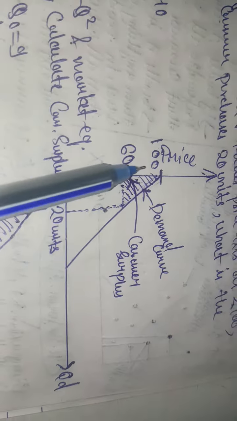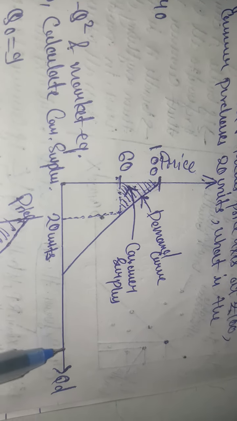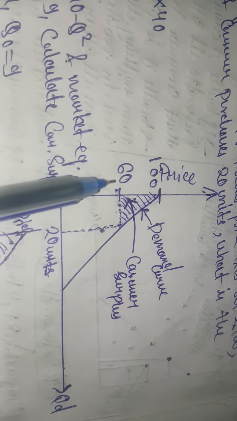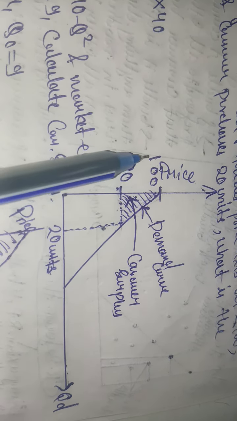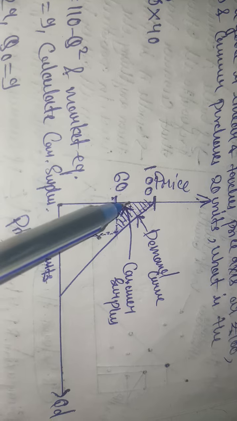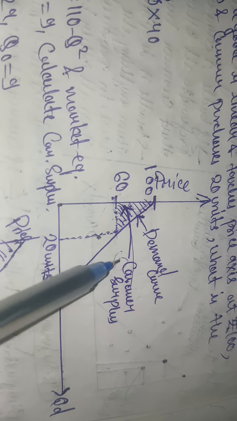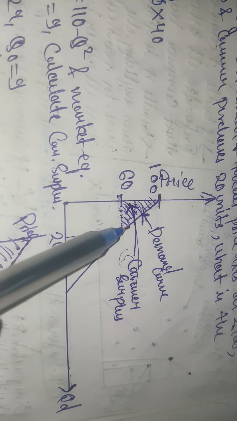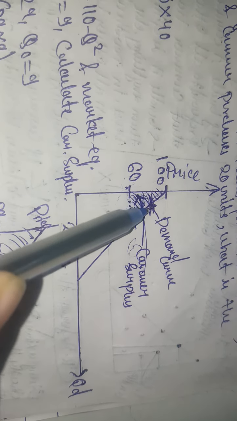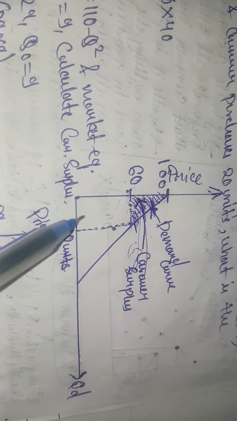Here I have drawn a figure with price and quantity demanded. Quantity demanded is given as 20 units, the actual price of the product is 60, and the consumer is willing to pay rupees 100. This is the consumer surplus. You can see that below the demand curve and above the price line is the consumer surplus.